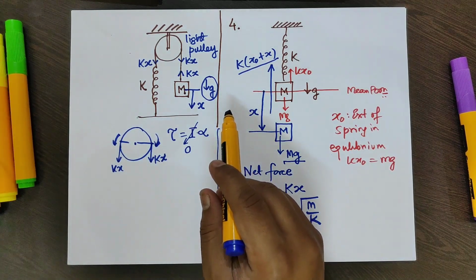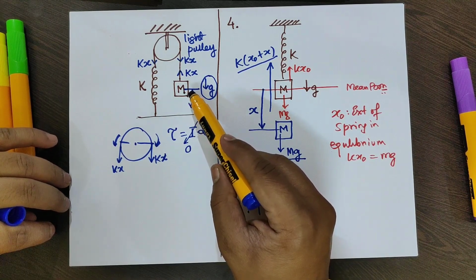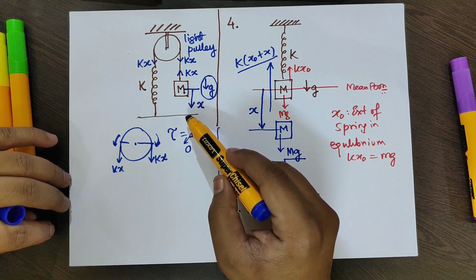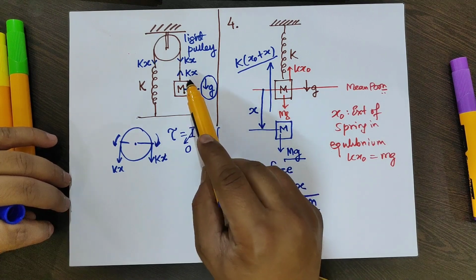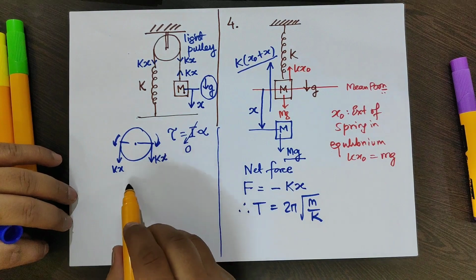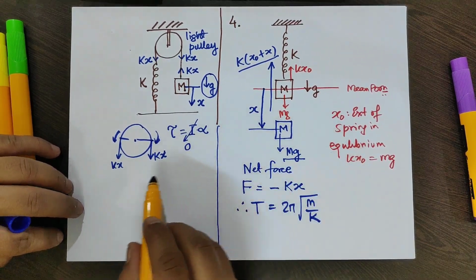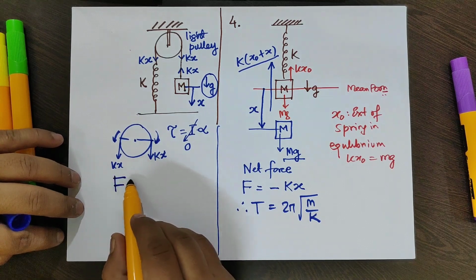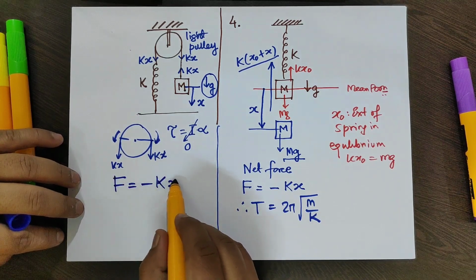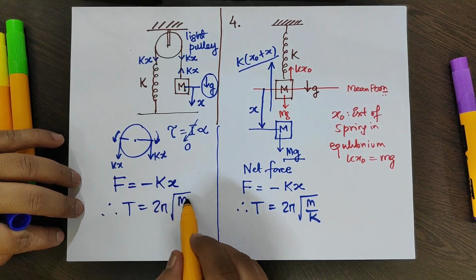So we have seen that as we pull the block down by x from its mean position, the force kx starts acting on the block upwards. So with due regard to the signs, we write F equal to minus kx, hence the time period T equals 2 pi root over m by k.